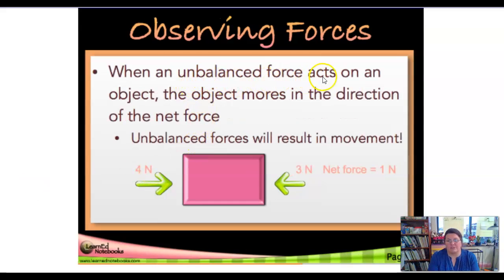So when an unbalanced force acts on an object, the object moves in the direction of the net force. Sorry for the typo, wasn't me. So unbalanced forces cause movement, and balanced forces cause no movement. Think about maybe you and a friend playing. If you're near the same size, strength, and weight, and you're pushing on each other, neither one moves. But if we have a much bigger friend and a smaller friend pushing, it's going to cause movement.